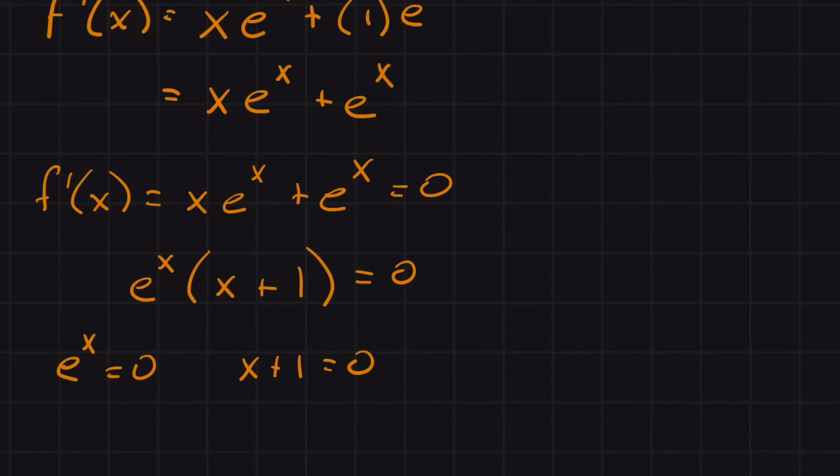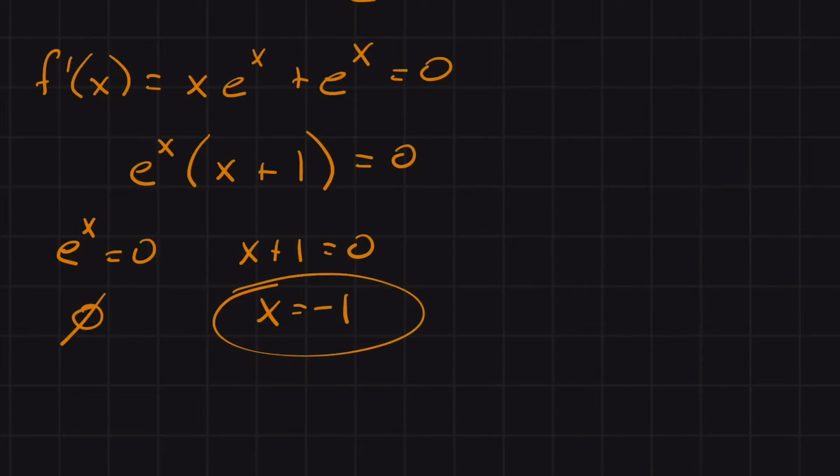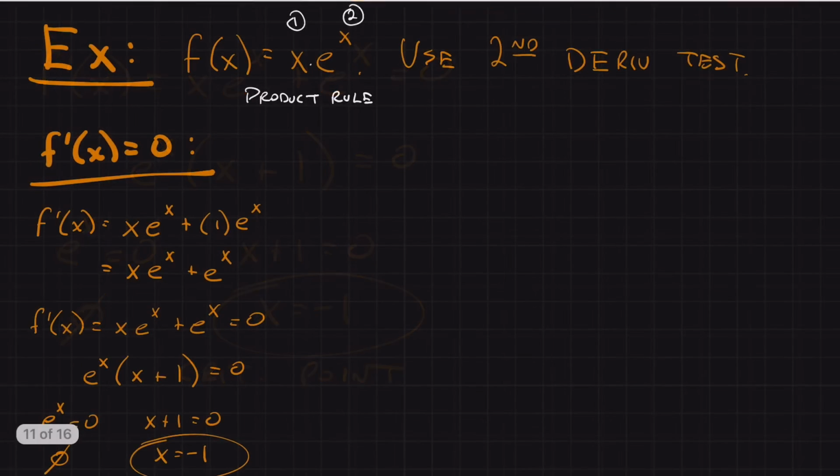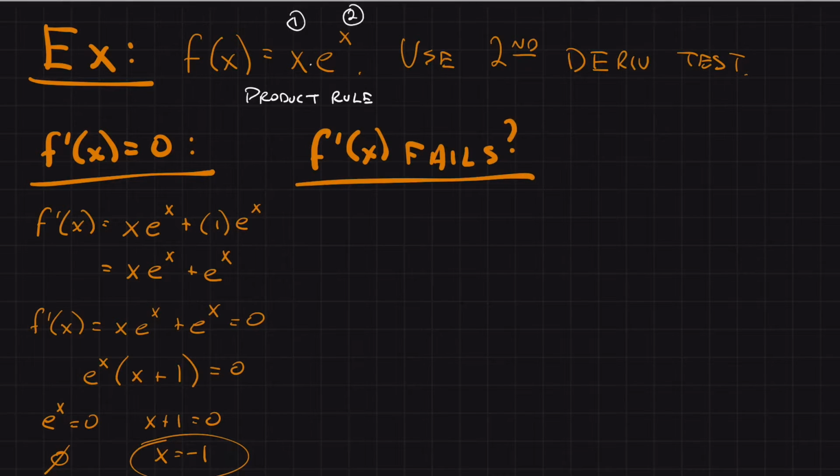E to the x is positive for all values of x. Therefore, e to the x is never equal to 0. So there is no solution for e to the x equals 0. And then for x plus 1 equals 0, we can just subtract 1 from both sides, and that'll give us x equals negative 1. So x equals negative 1 is a critical point. We also need to consider when f prime of x fails. Therefore, this does not fail.